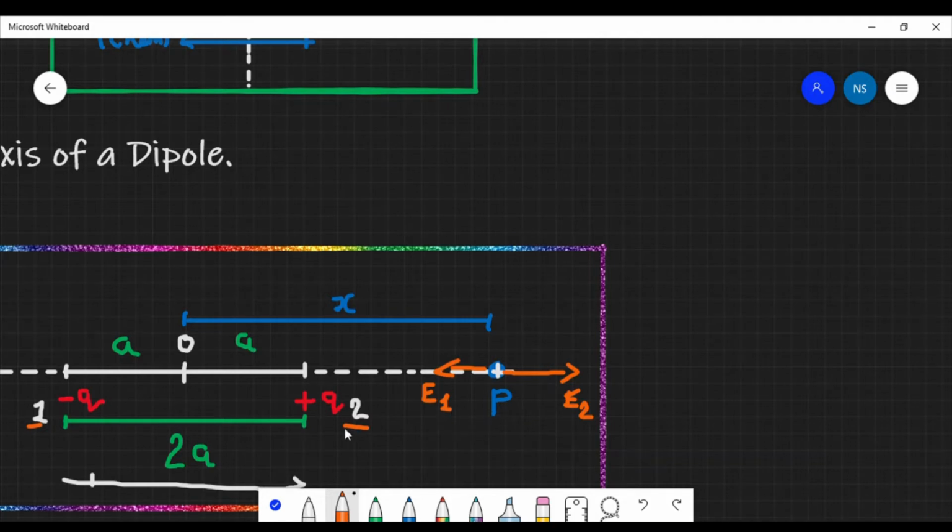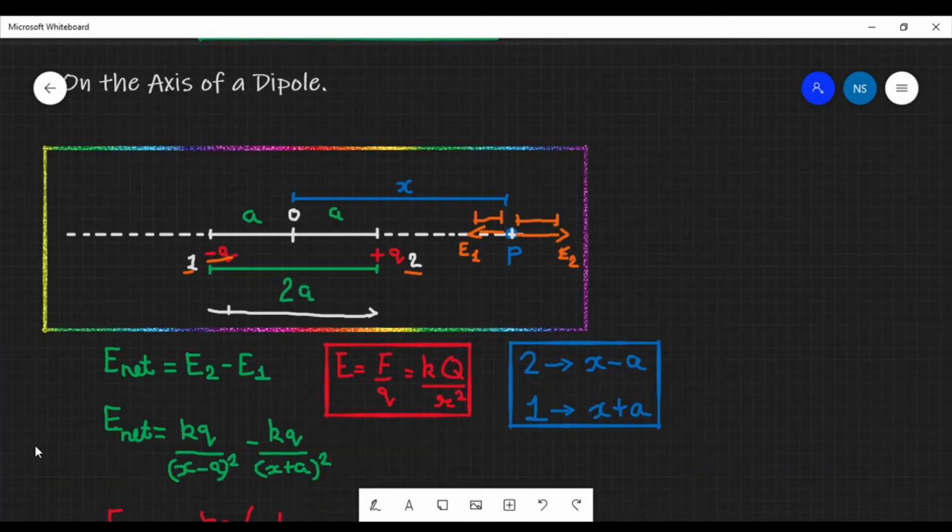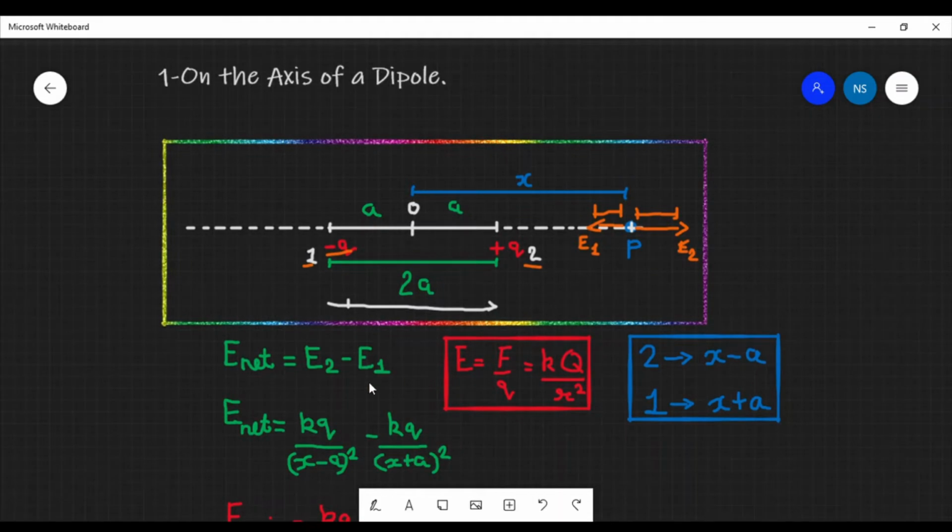We see here that this E2 vector is much bigger than this one. That is because this plus charge is near to this point P, therefore it will have more force compared to this minus q charge, which is way further away from this point P. Therefore we need to find the net electric field at that point P.